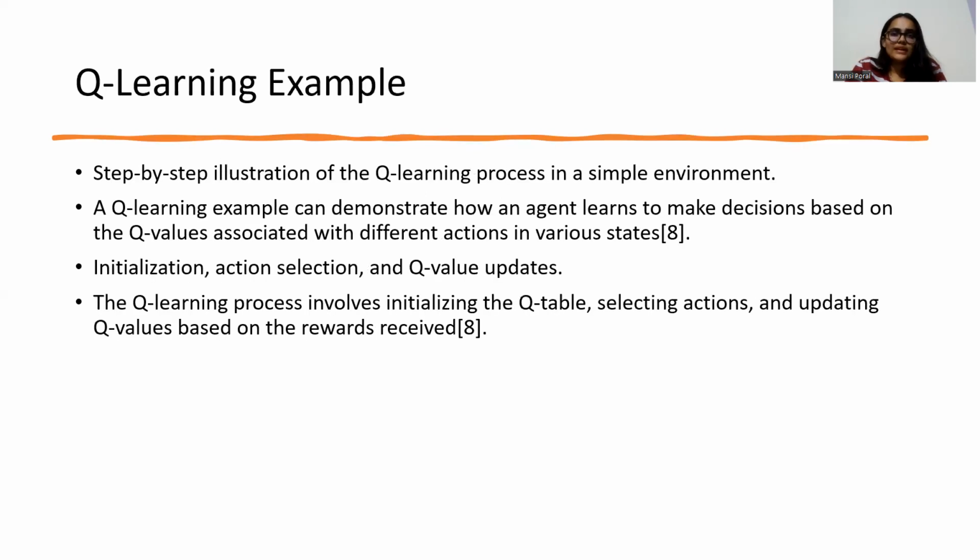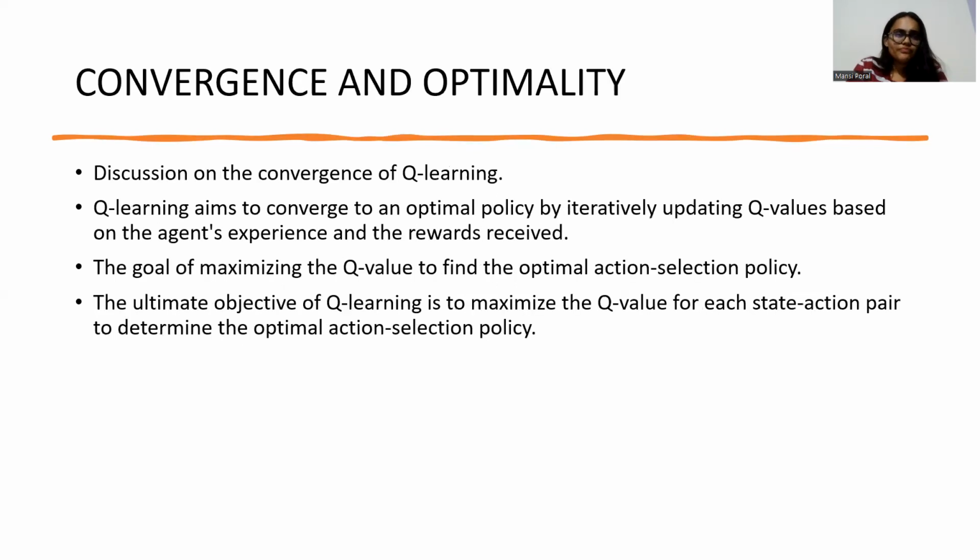So, what is a Q learning example? So, step by step illustration of Q learning process in a simple environment. And a Q learning example can demonstrate how an agent learned to take decisions based on Q values, associated with the different actions in different states. So, initialization, action selection, and Q value updates. So, the Q learning process involves initialization of Q table, selecting the actions, and updating the Q values based on the rewards received.